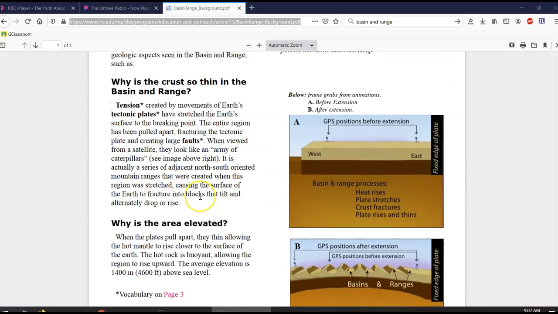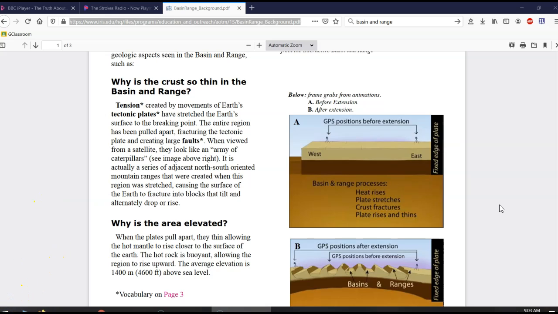It's really well done. Tension created by the movements of the Earth's tectonic plates has stretched the Earth's surface to a breaking point. The entire region has been pulled apart, fracturing the tectonic plate and creating large faults. When viewed from a satellite, they look like an army of caterpillars. It is actually a series of adjacent north-south oriented mountain ranges that were created when this region was stretched, causing the surface of the earth to fracture into blocks that tilt and alternately drop or rise.